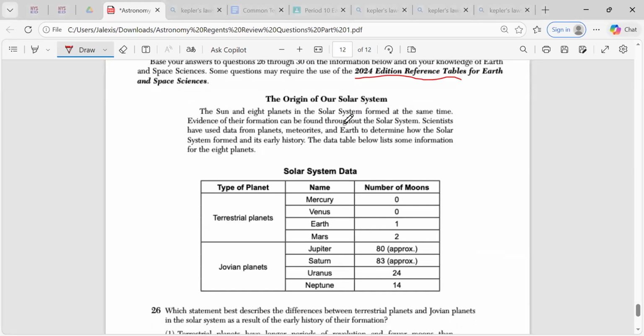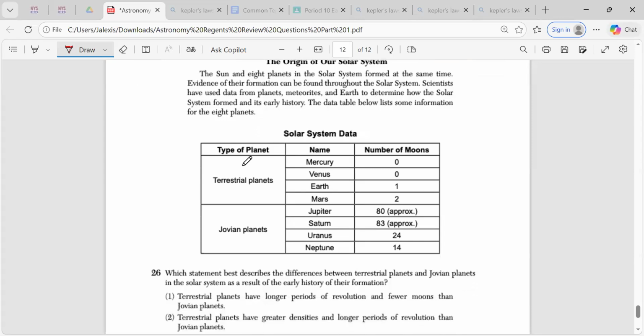The sun and eight planets in the solar system formed at the same time. Evidence of their formation can be found throughout the solar system. Scientists have used data from planets, meteorites, and Earth to determine how the solar system formed and its early history. The data table below lists some information for the eight planets. So they give us two types of planets, terrestrial planets and Jovian planets.